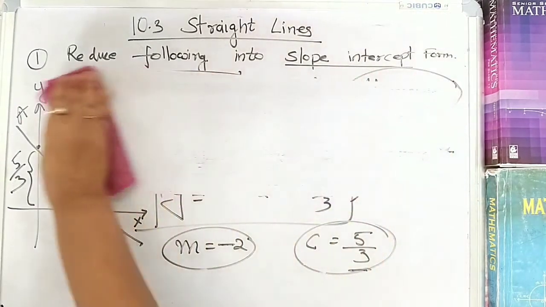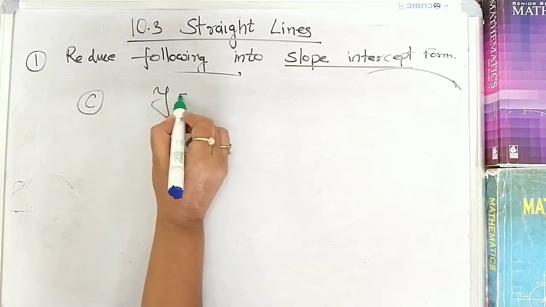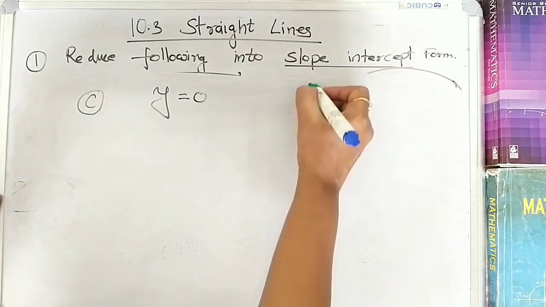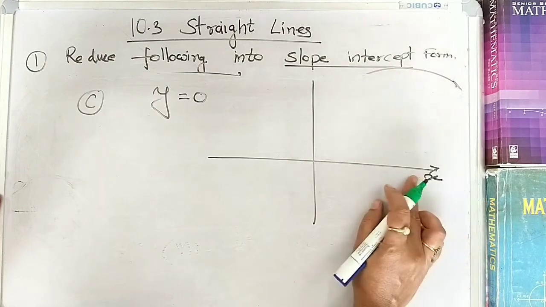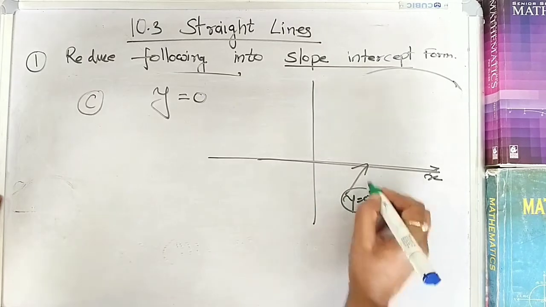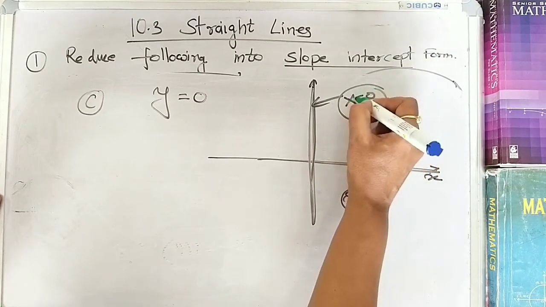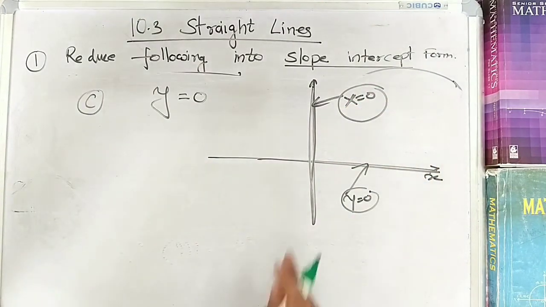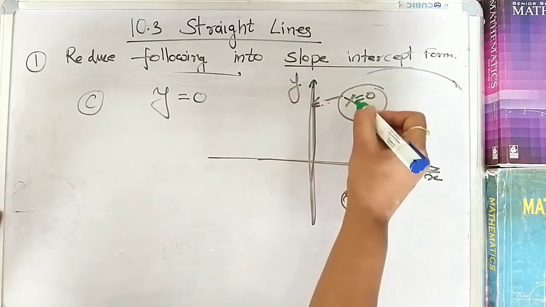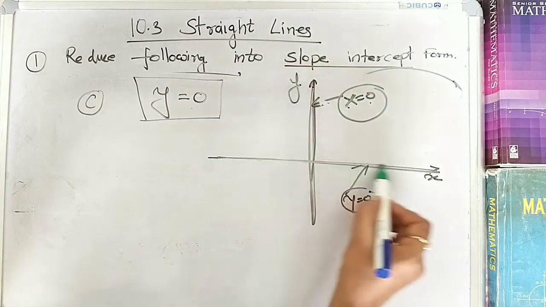Let's do C part, guys. C is also very simple. C, they are saying y = 0. Here I want to tell you one thing, guys. Whenever they ask, the equation of x-axis is always y = 0. And the equation of y-axis is always x = 0. You should learn this as you know your name. So x-axis is always called y = 0, and y-axis is always called x = 0. So by looking at it, you can tell that y = 0 is nothing but the x-axis.